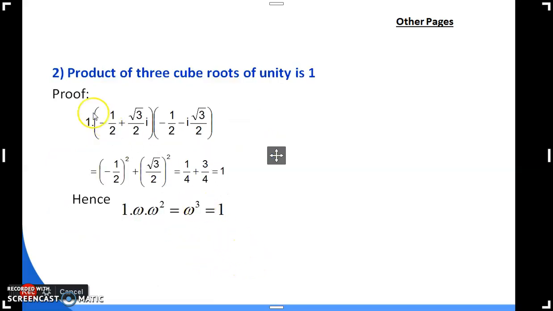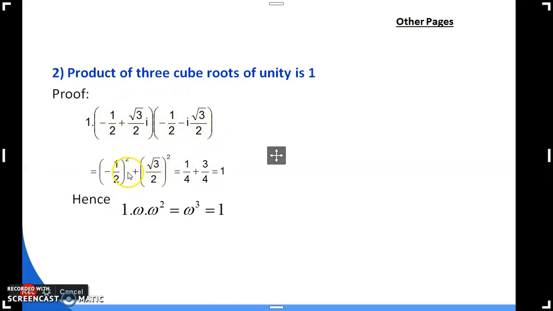Clear? Then come to the second property: the product of three cube roots of unity is 1. Let us see 1 into omega into omega square. So 1, omega value, omega square value. Now these two factors are just like a plus b into a minus b, meaning a and b are the same, only the sign is plus here and minus there. So this is the formula a squared minus b squared.